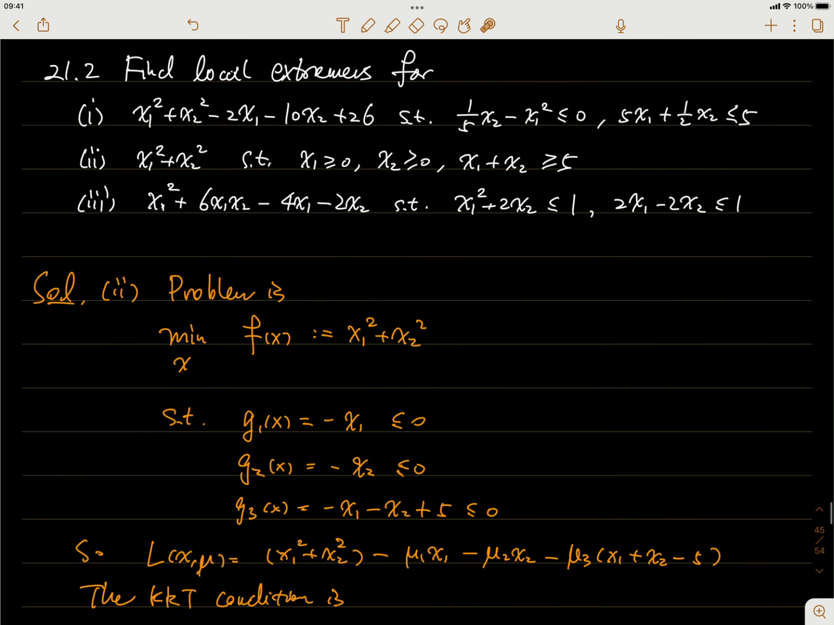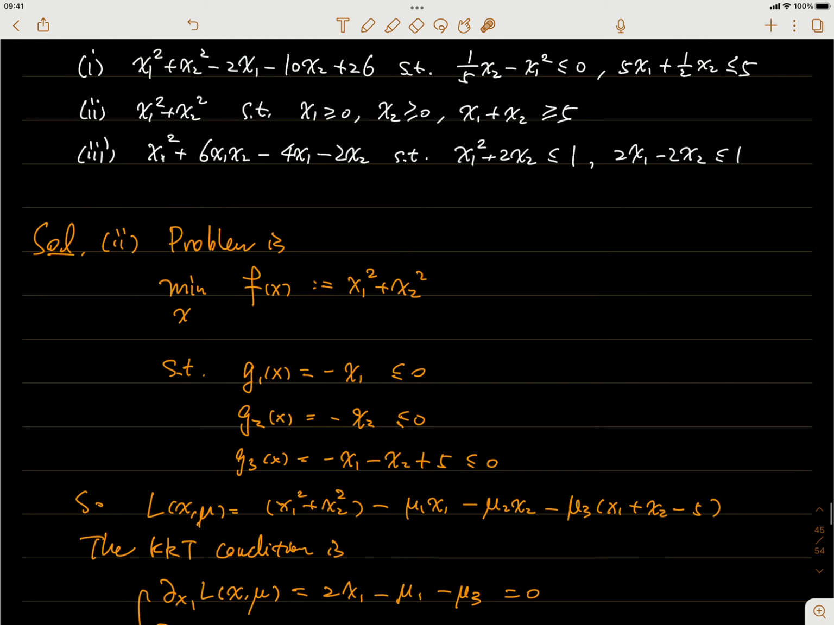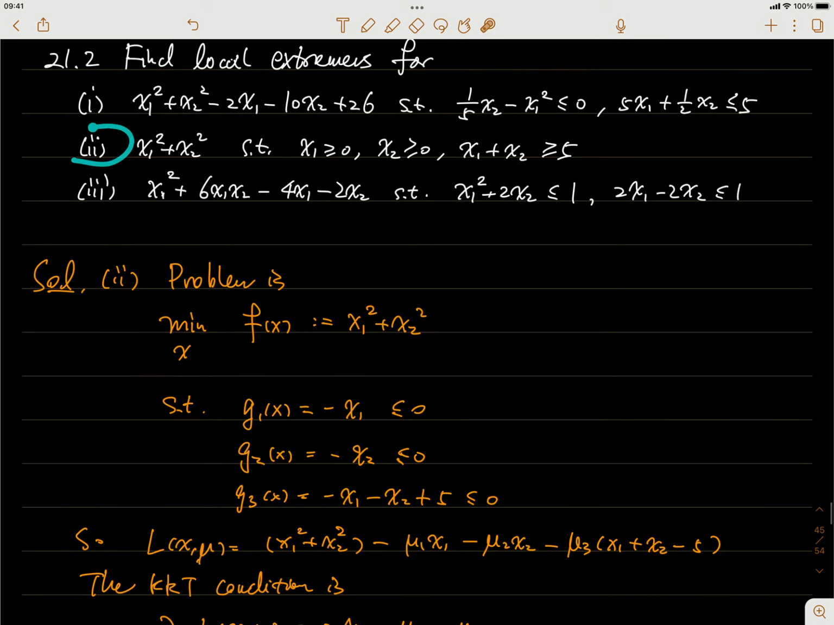And also, just to show you the idea, I will show the local minimum and the local maximum. As I said, just take the negative of the objective function. Okay, so now let's look at this problem. We are trying to minimize the objective function, which is x1 squared plus x2 squared.